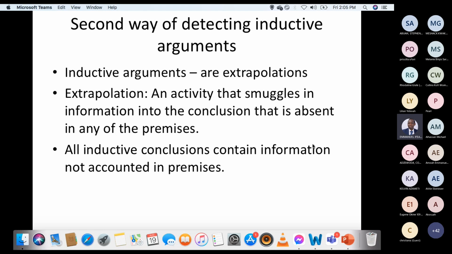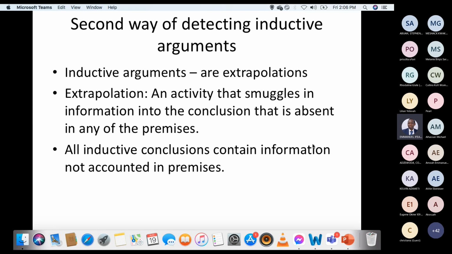Now, all inductive conclusions contain information that is not accounted in the premises. That's how you know that an argument is an extrapolation. Now, you remember that for deductive reasoning, when you are looking at a deductive argument, you would see that the conclusion was fabricated entirely from the information in the premises. The conclusion of a deductive argument is just a mathematical construction from whatever you see in the premises.